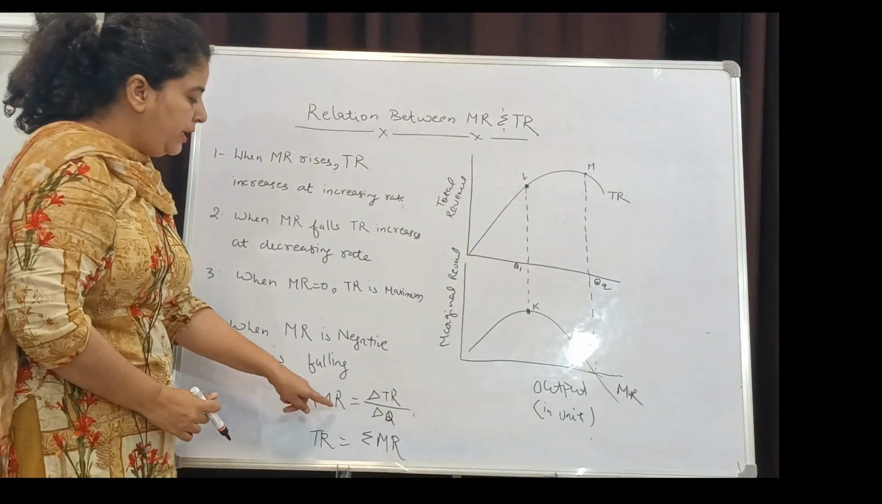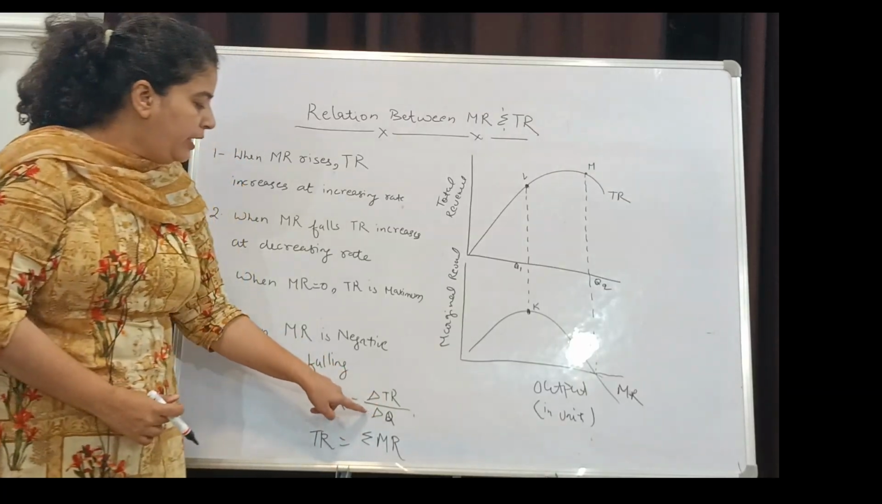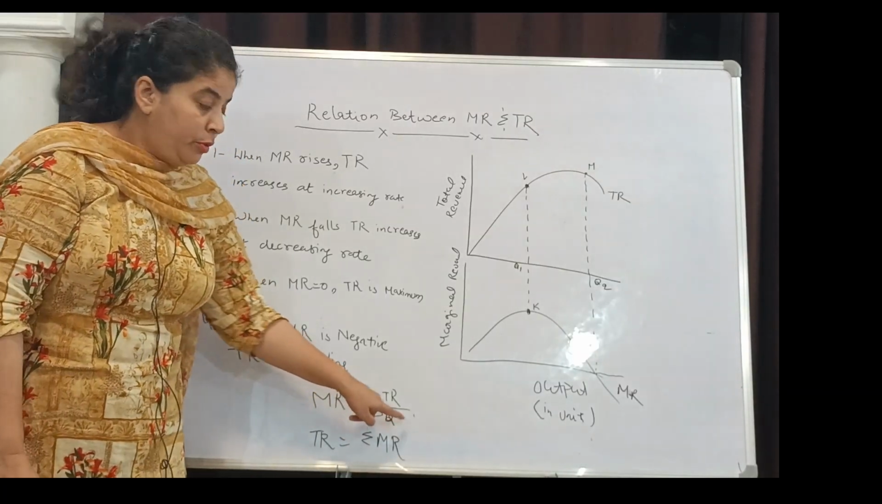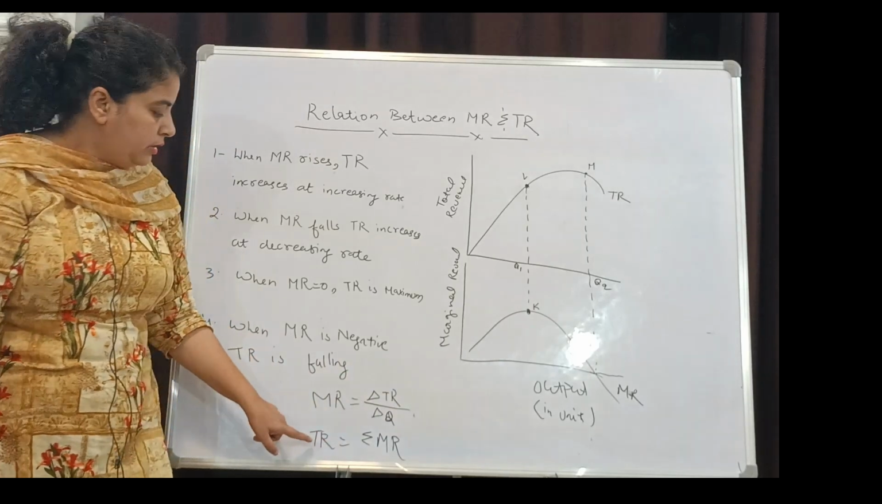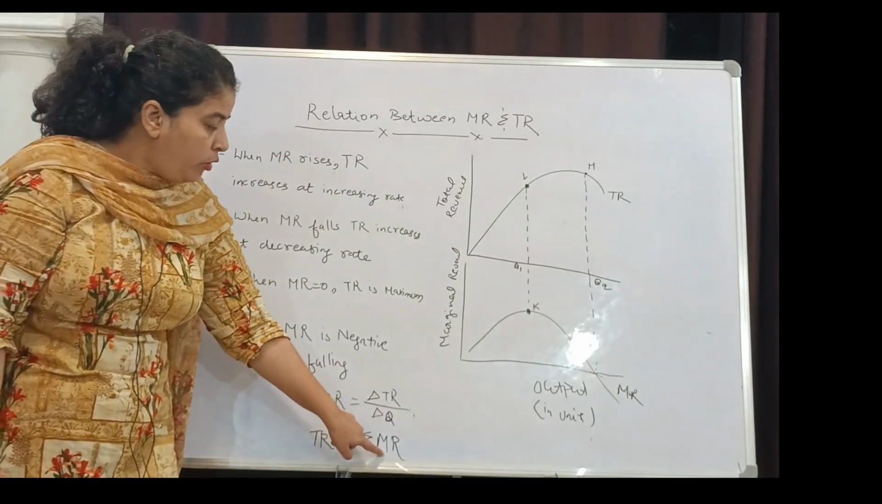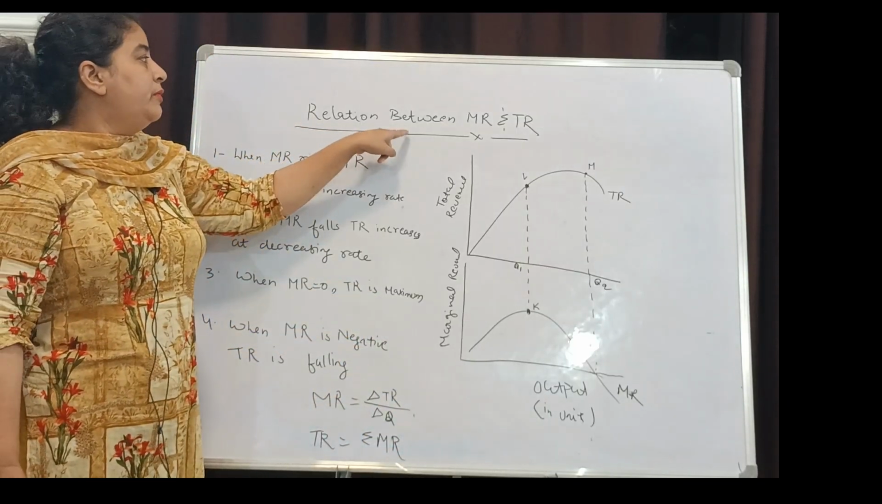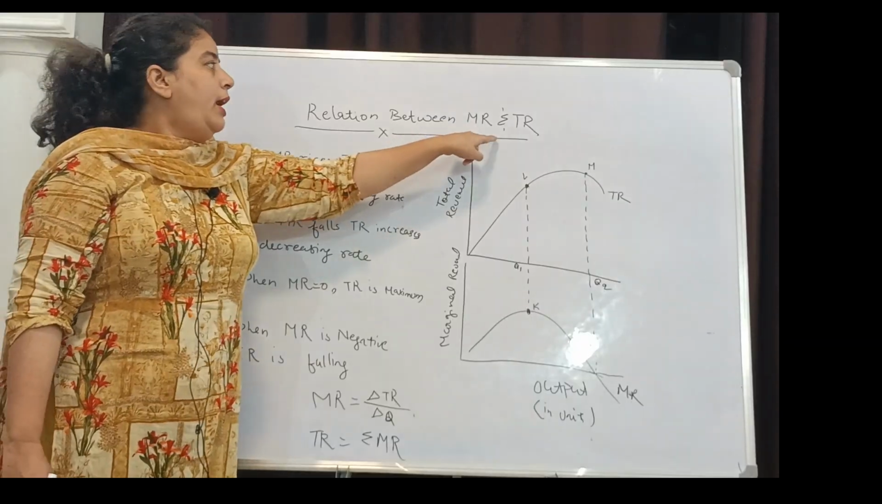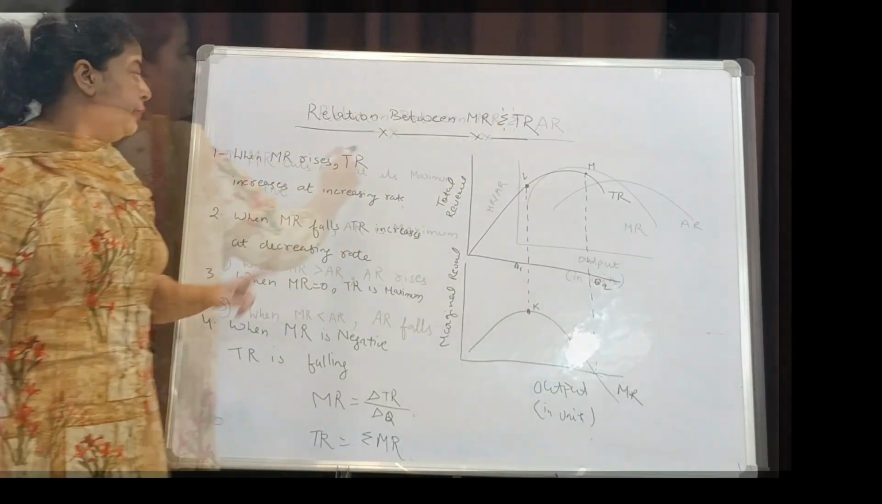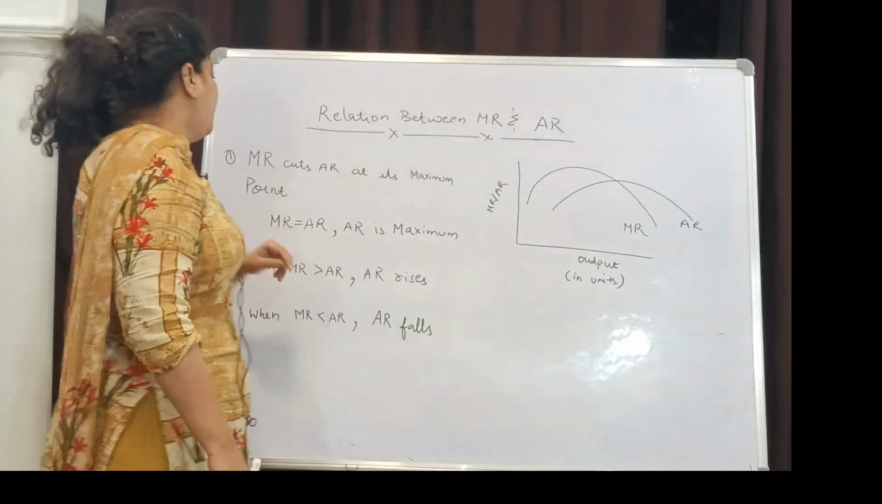And we also know that marginal revenue is nothing but change in total revenue divided by change in output, or we can say total revenue is nothing but the summation of marginal revenue. So this is the relationship between marginal revenue and total revenue.